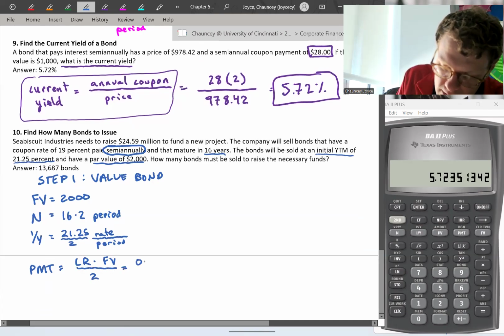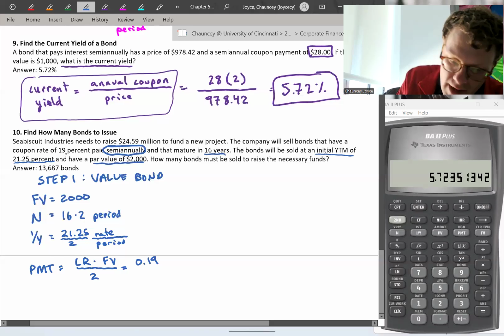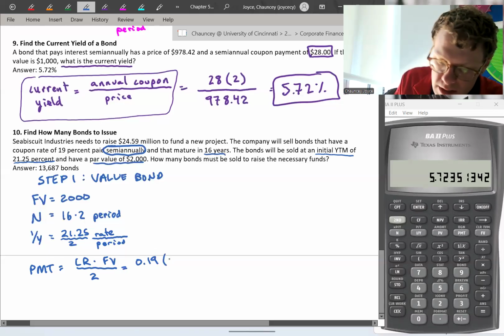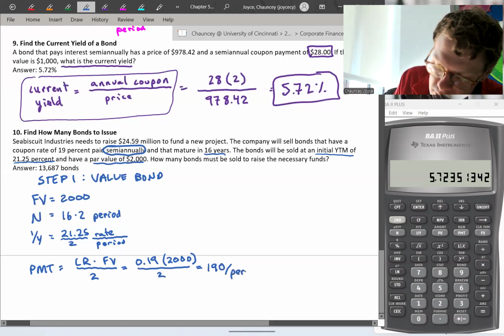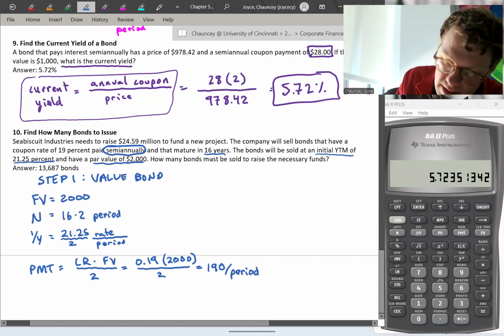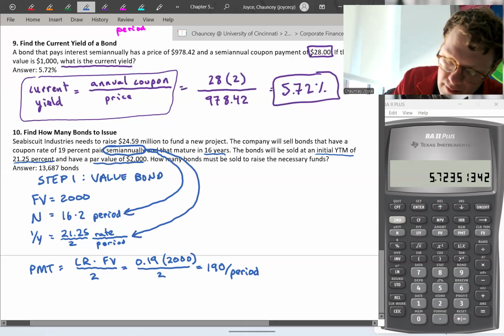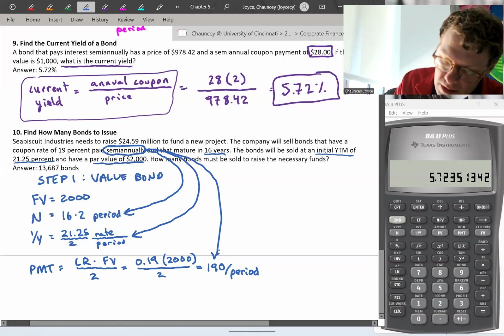So the coupon rate is 0.19. Again, I moved that decimal 2 places for the percentage. Face value is 2,000, not 1,000, over 2 for 190. And that's an amount per period. So again, with a semi-annual bond, you need to be consistent on 3 things. So if a question says semi-annual, be careful of the timing, the rate, and the magnitude of the payment.